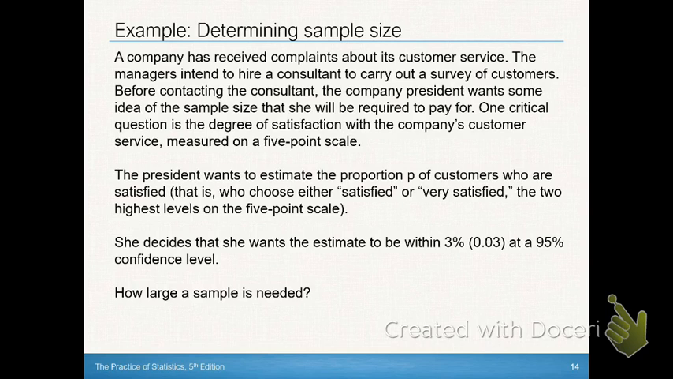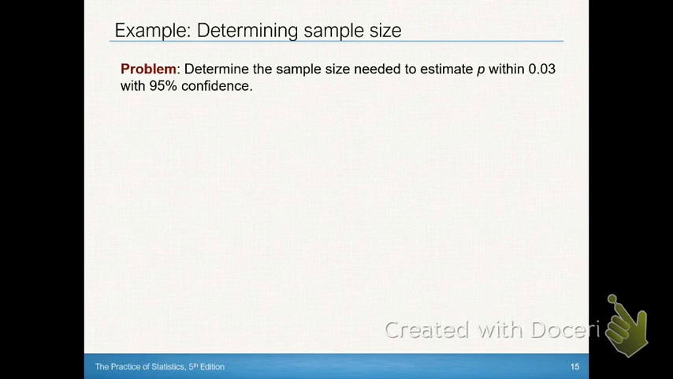So in this example, we have the president of a company who wants to be able to estimate how many of their customers are satisfied. And they want to be able to get an estimate that's good enough that it can be within 3%, and they want to use a 95% confidence level. So we're going to set up with using our formula.